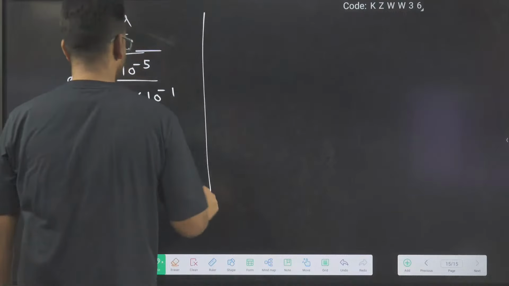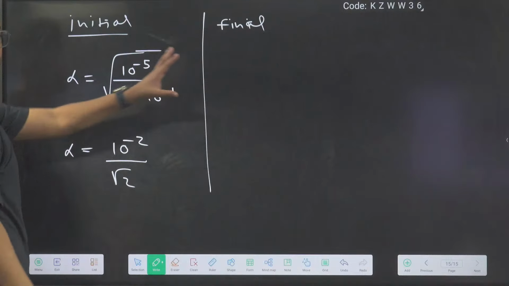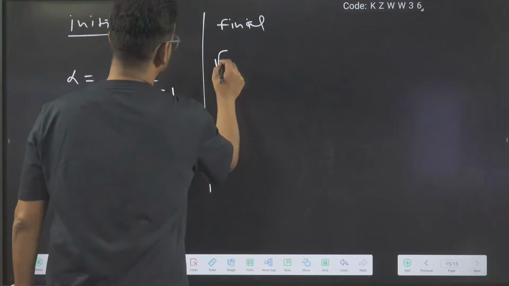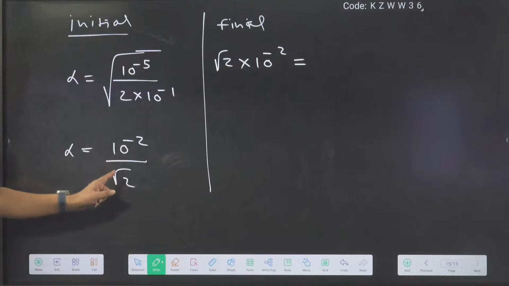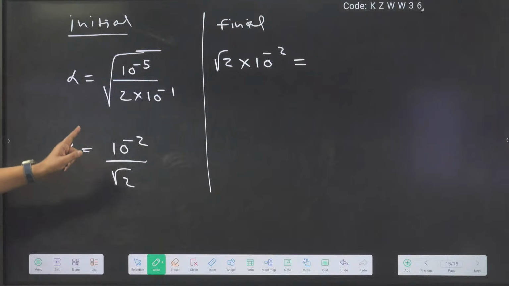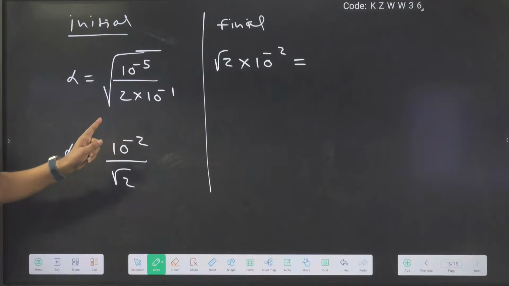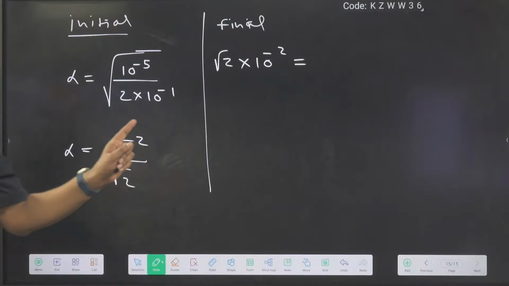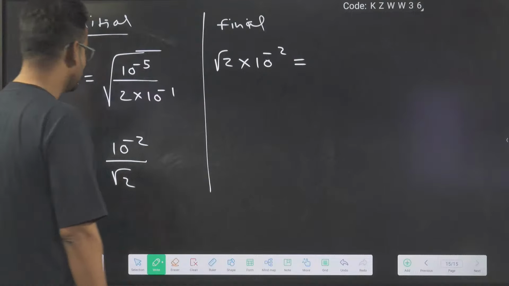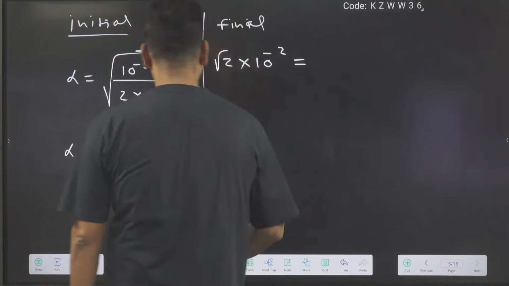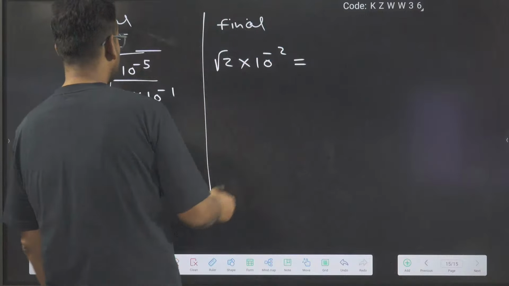Now, finally, I want this alpha to become 2 times. So if I multiply this by 2, I get root 2 into 10 to the power minus 2. I have doubled it. Yes, 900 ml looks like the correct answer, given by Raji 1659. Yes, that's correct. So root 2 into 10 to the power minus 2 is alpha after becoming double.